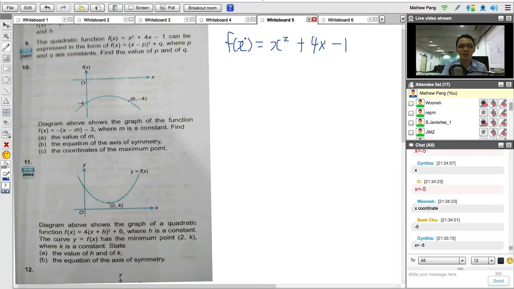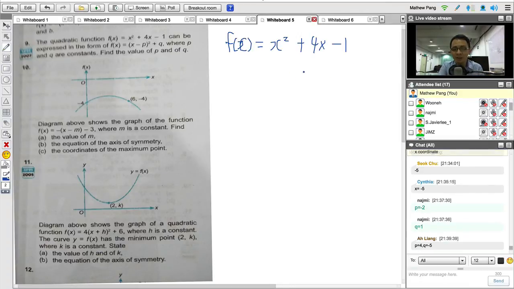A lot of students are so worried about f(x). f(x) actually has the same meaning as y. You no need to worry about them. Unless it's in the chapter of functions, f(x) actually means something else. But in other chapters, f(x) just means y. So you can imagine this is y equals x squared plus 4x minus 1. This is nothing very special.